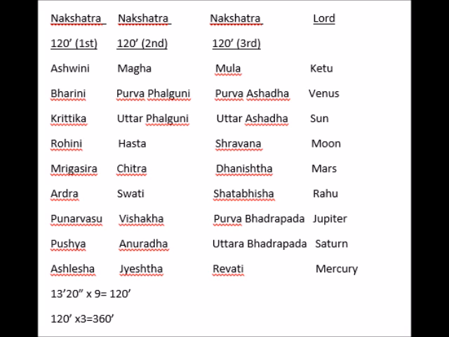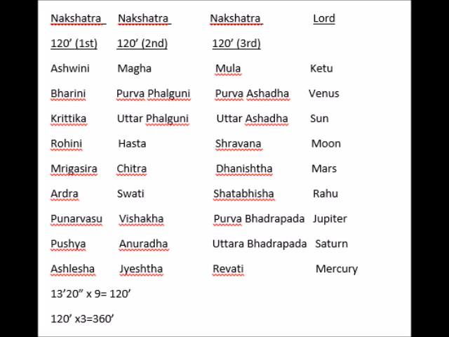And if you look at the first nakshatra in the third column, that also is ruled by Ketu. So first nakshatra in the first column, first nakshatra in the second column, first nakshatra in the third column, all these three are ruled by Ketu, which means that after 9 nakshatras, the 10th nakshatra again is ruled by the same as the first nakshatra.